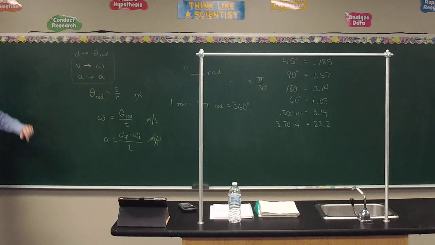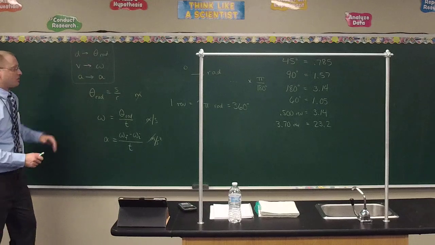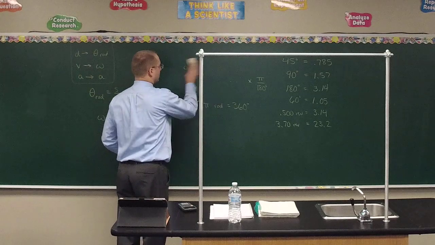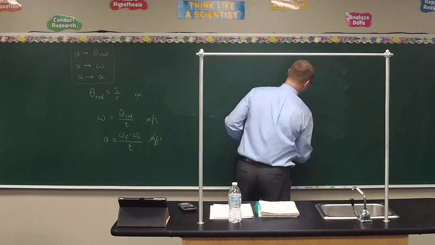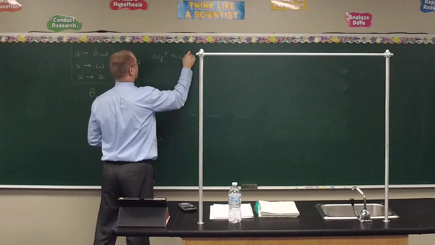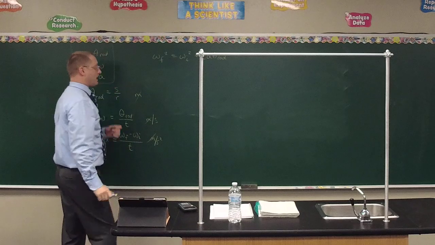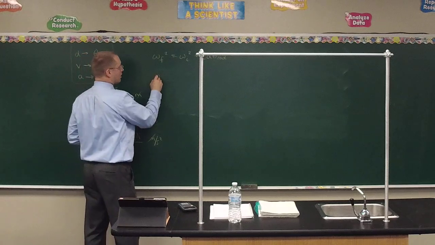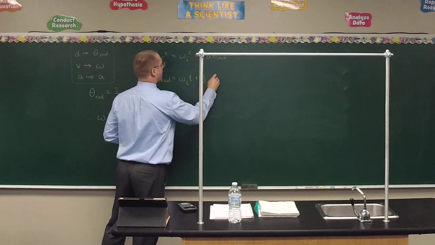What were those other equations from yesterday? Looking back at your notes. Kendall, give me one of them. They weren't really new, we just took an old equation, translated some pieces to make them angular in nature. Right at the end of the hour yesterday. Omega sub f squared equals omega sub i squared plus 2 alpha theta, rad. There we go. And then the other one, Michael? Theta, rad, equals omega sub i t plus 1/2 alpha t squared.